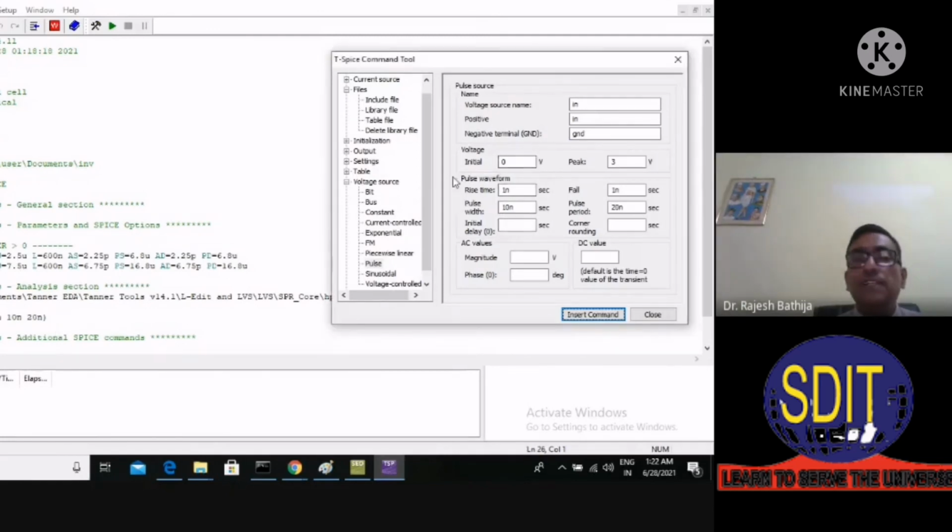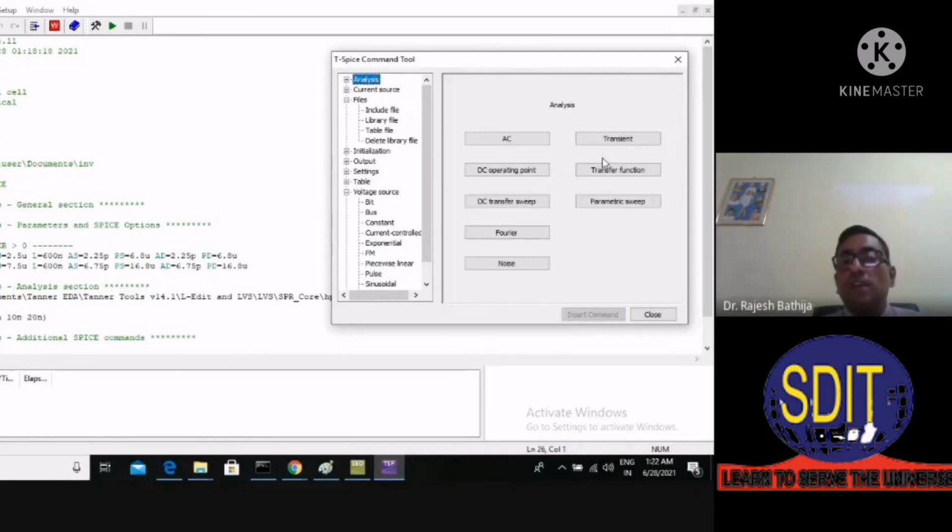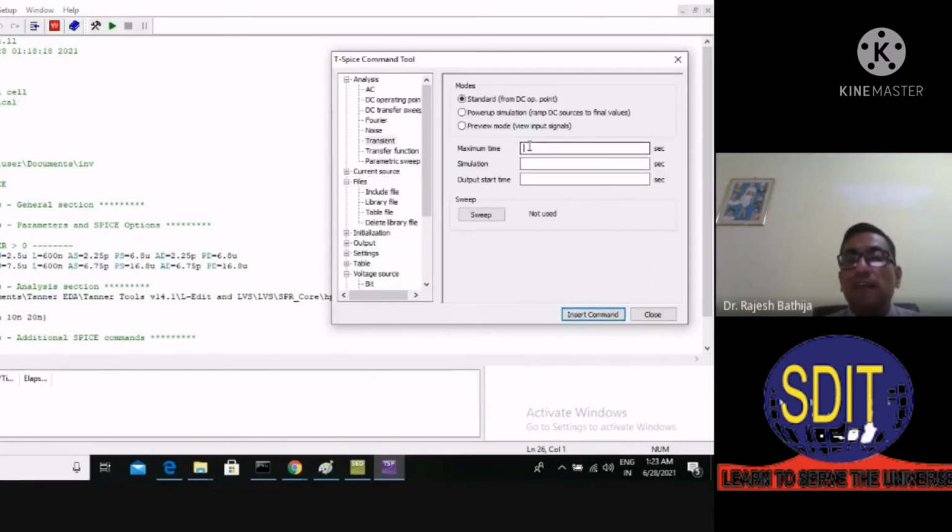Now after this, we are done with the 3, right? As told you, we have to put 5 minimum commands here. So what type of analysis do we want from this? We can do AC analysis, Fourier, noise, DC transfer sweep, we can find the DC operating point, transfer function, parametric sweep. There are a lot of things, right? We can put transient analysis here, with maximum time 1 nanosecond and simulation time 100 nanosecond, and then we insert this.